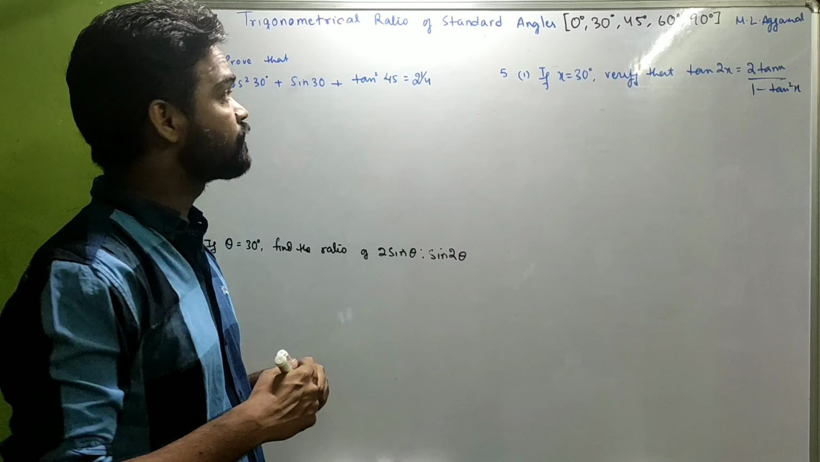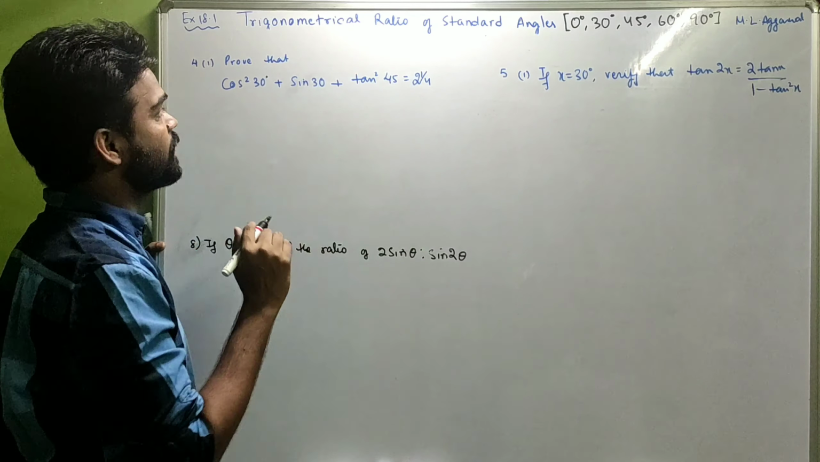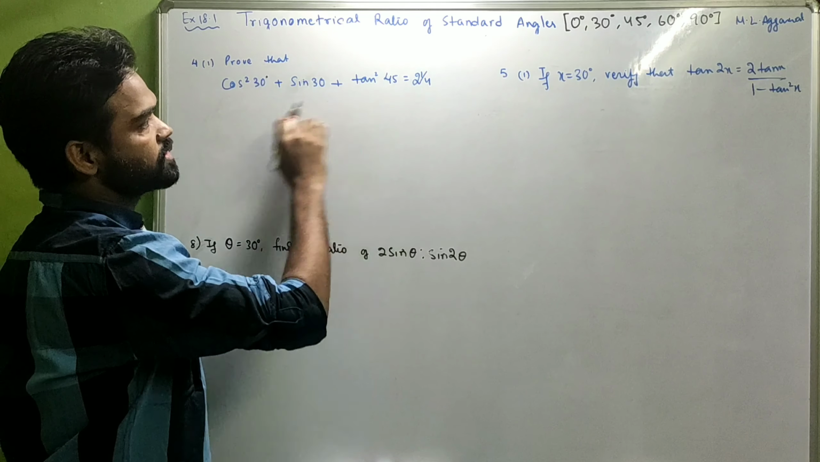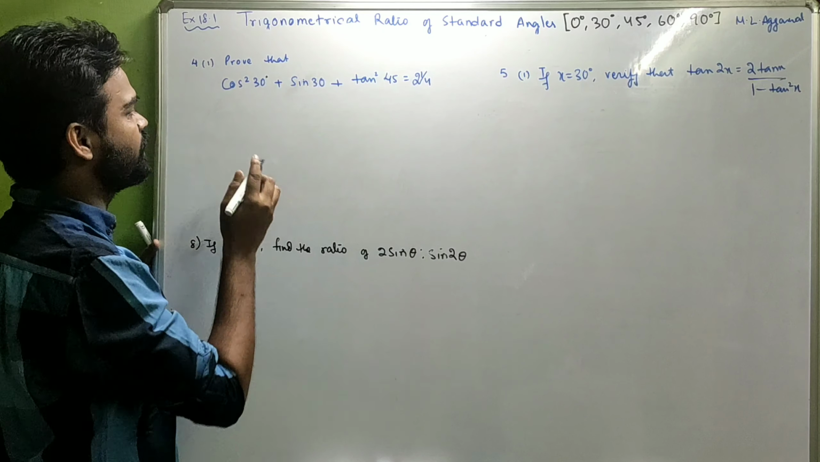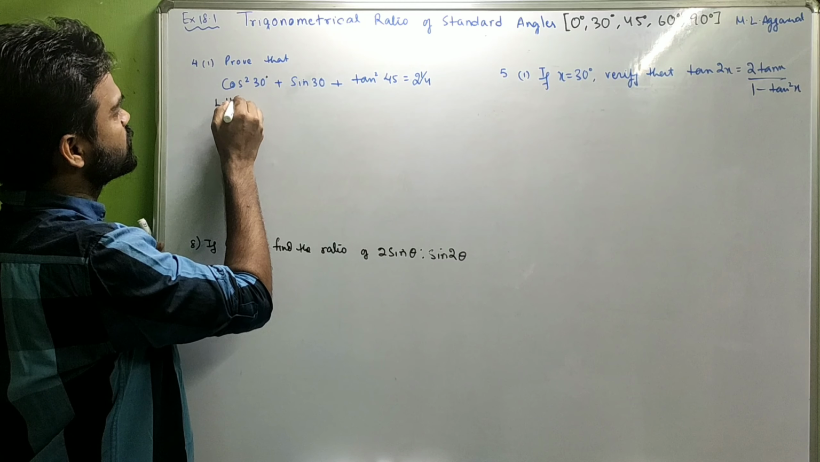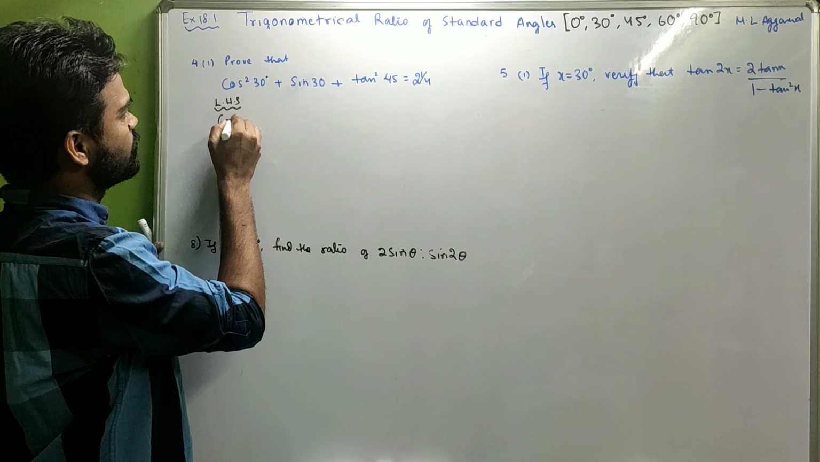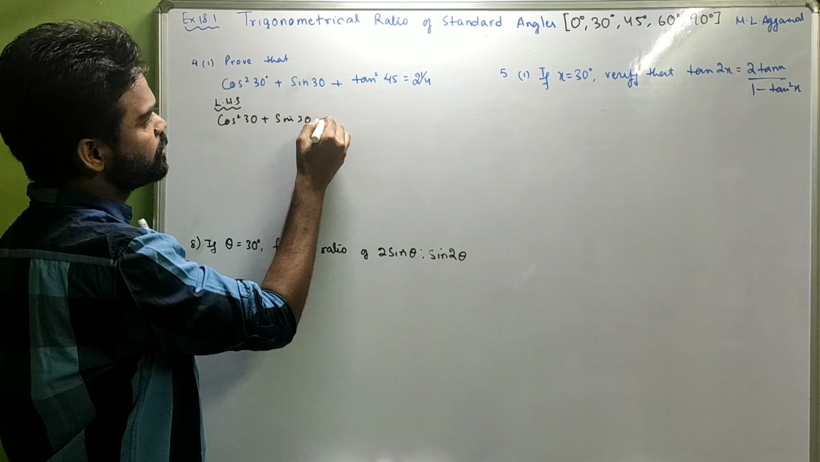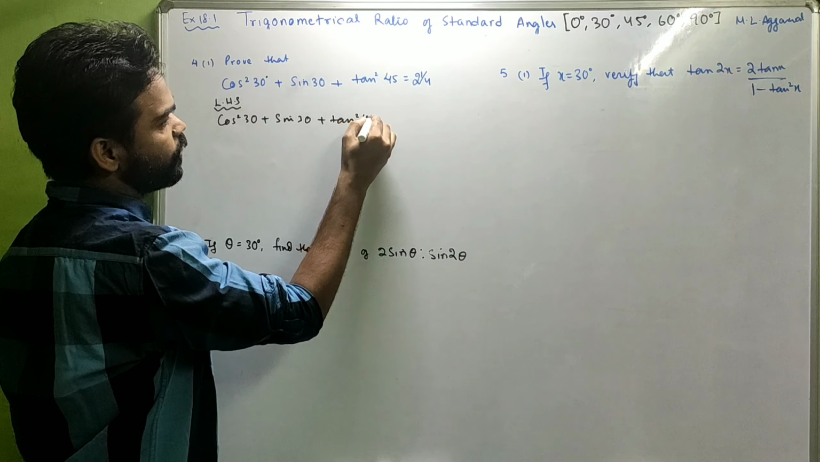Now let us see sums from exercise 18.1 ML Aggarwal, part 1. Prove that cos square 30 plus sin 30 plus tan square 45 equals 2 1 by 4. Very easy. Look at LHS. I'll just substitute the value. Cos square 30 plus sin 30 plus tan square 45.